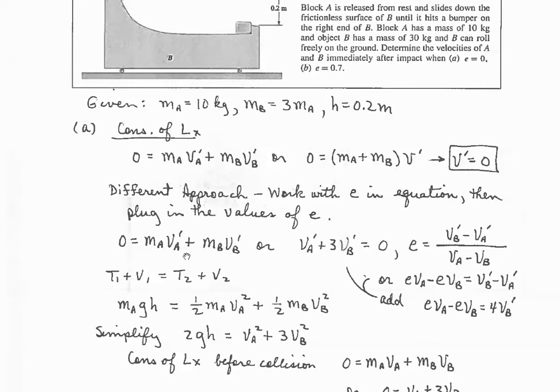So we plug in our masses. m_B is 3 times m_A, so that's why the 3 appears in this equation. This can be rewritten as v_A prime plus 3 v_B prime equals 0. And our coefficient of restitution equation becomes e equals (v_B prime minus v_A prime) divided by (v_A minus v_B). Now this v_A and v_B are the velocities of A and B just before the collision takes place. So we can rewrite that as e v_A minus e v_B equal to v_B prime minus v_A prime.